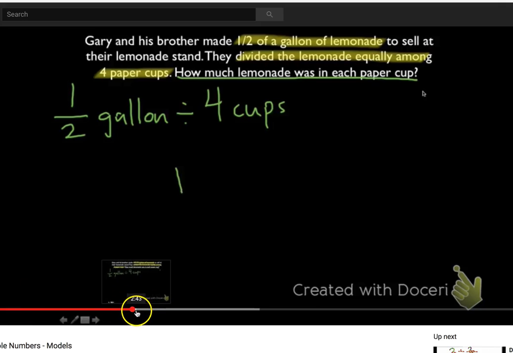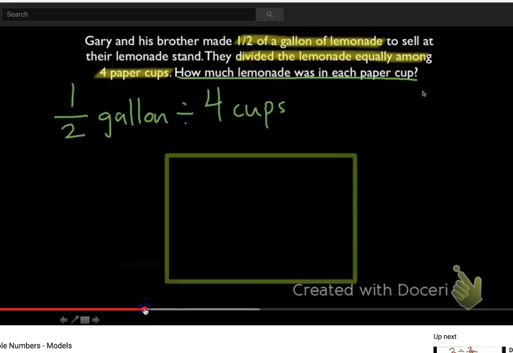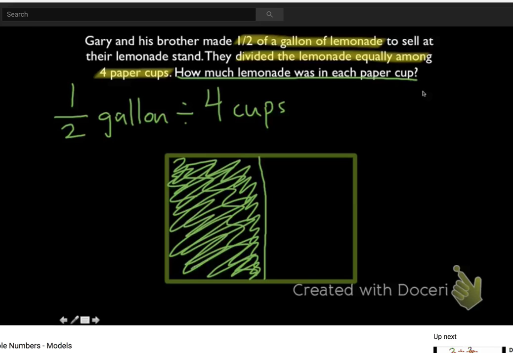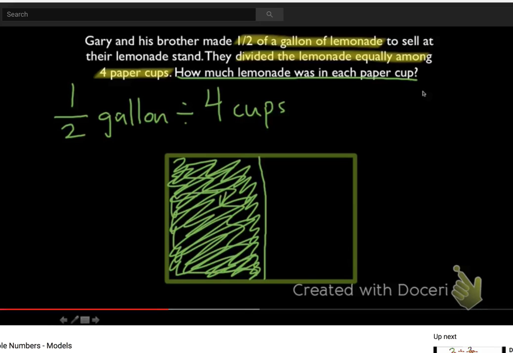So one way we can do that is to draw a model. Okay, so he's drawing a model of a gallon, a half gallon here. So this is going to represent his gallon. He's going to fill in half of it with lemonade. So of our whole, I'm going to shade in 1/2. It's going to represent 1/2 of a gallon. Now we're seeing that they're going to divide the lemonade equally into 4 paper cups. So let's take our whole and divide it equally into 4. So that represents each cup. 2, 3, 4.